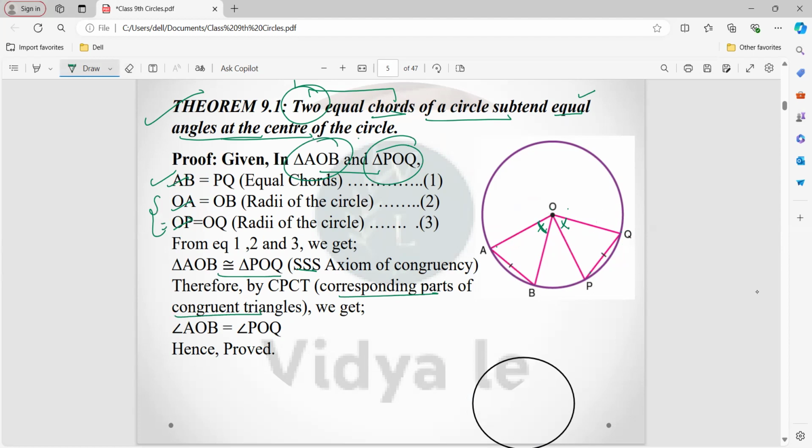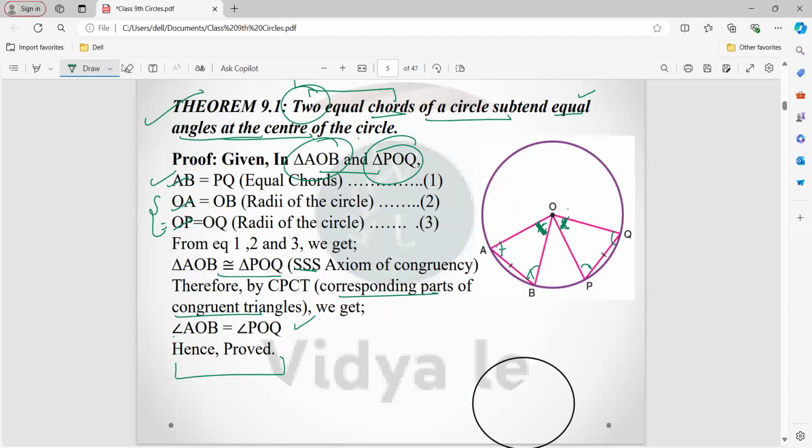These are the corresponding parts, one angle, these are also the corresponding parts, and these are also the corresponding parts. So we can prove them equal as well, but herein we need just to prove this part equal. So we'll take only this part. That is, angle AOB is equal to angle POQ, and this is what we have to prove. Hence proved. I hope it is clear to everyone.